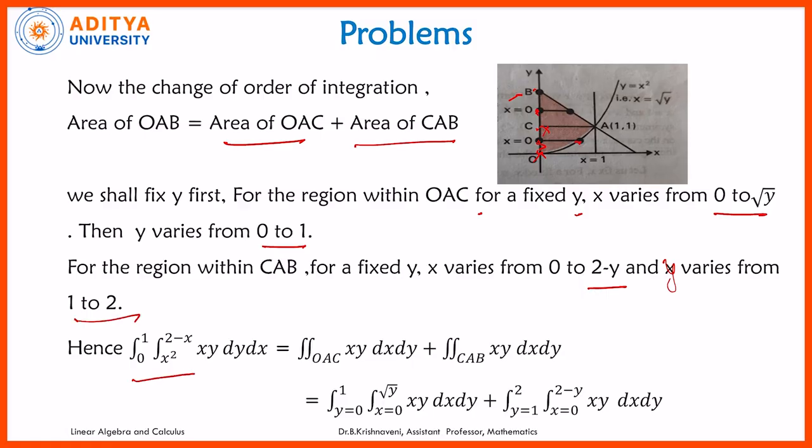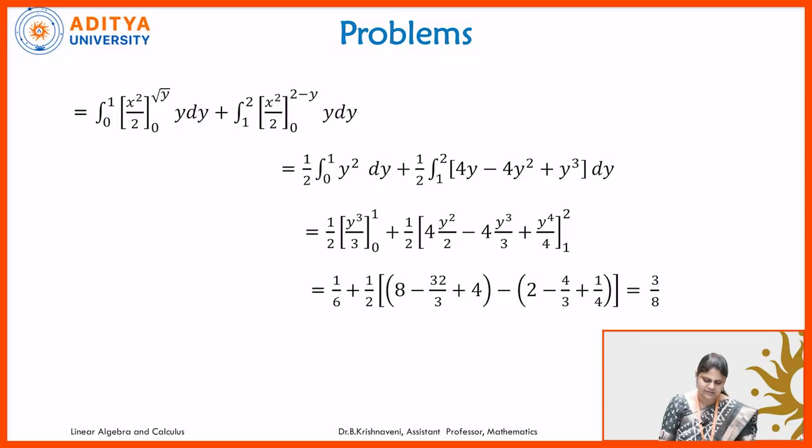Hence, the double integral is changed to the double integral along OAC plus the double integral along CAB, which is equal to the integral y is equal to 0 to 1, x is equal to 0 to root y, xy dx dy, plus the integral y is equal to 1 to 2, x is equal to 0 to 2 minus y, xy dx dy. Now do both integrals, first with respect to x between the limits, then with respect to y between the given y limits.